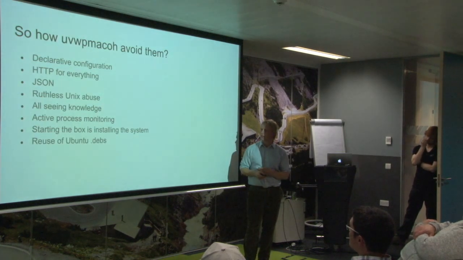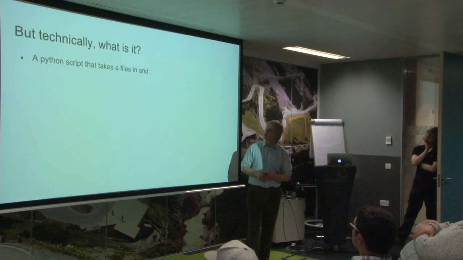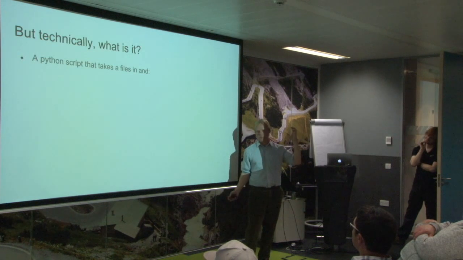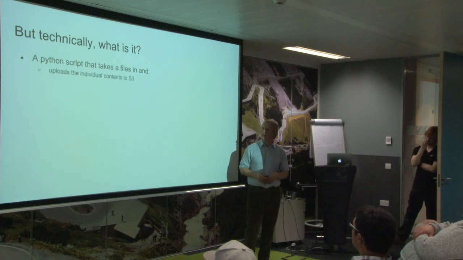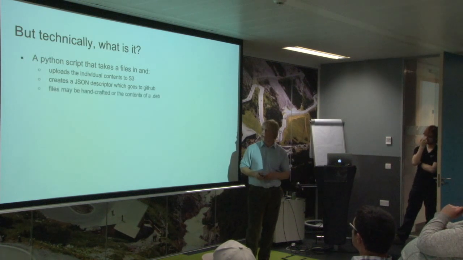Oh, to avoid the recompiling thing, I'm just unpacking and repacking Ubuntu dev files. So, technical details: I've got a Python script that takes a dev file, unpackages it, gets all the files out, and spits out the contents as all the individual files to S3. It then creates a JSON descriptor, which I put on GitHub, just in my repository.